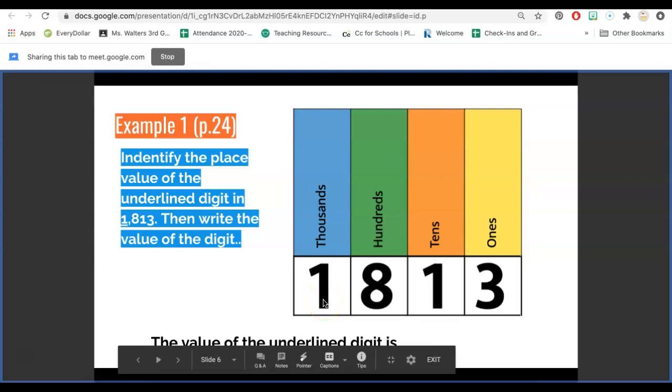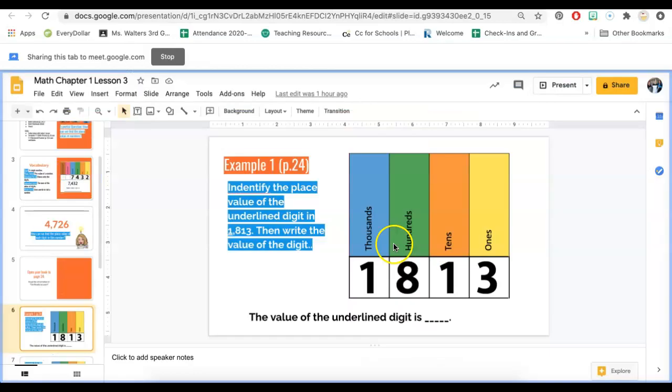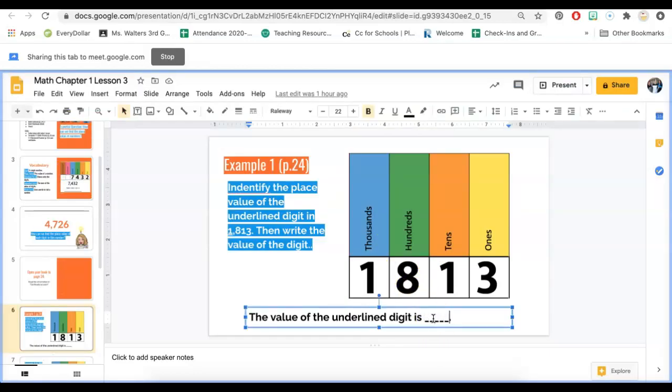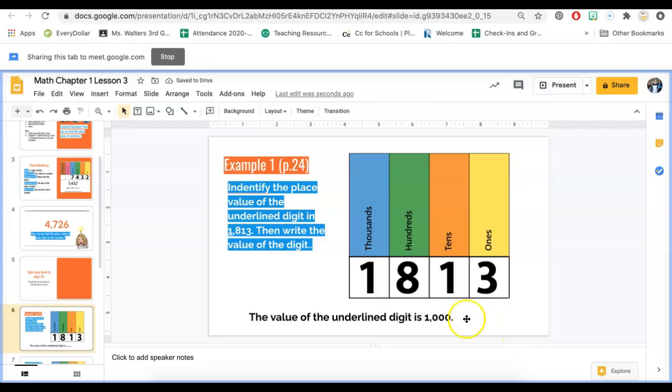So a 1 in the thousands place means that it's 1 times 1,000, which is 1,000. I'm going to go ahead and type in that answer just there. So the value of the underlined digit is 1,000. And remember, when we're writing numbers that have thousands in them, we always want to add a comma after the 1,000.